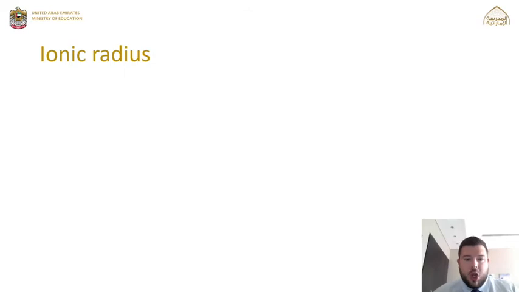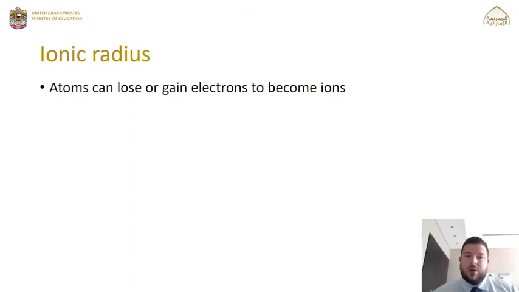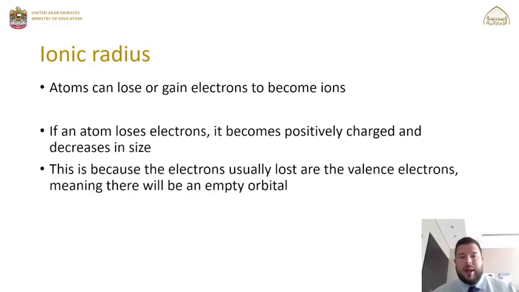Ionic radius then. So this is linked to the atomic radius, but this time we're going to be talking about something called an ion. Now, atoms are able to lose or gain electrons to become ions, and they usually lose or gain their valence electrons. Now, if an atom loses electrons, remember these are negatively charged, so if it loses these negative charges, it becomes more positive, and it actually decreases in size. Now, you've got to think it's losing these valence electrons, which are right on the outside. It means it has an empty orbital and therefore becomes smaller.